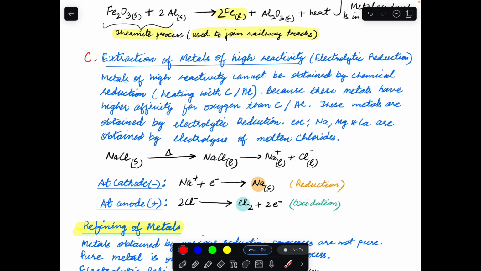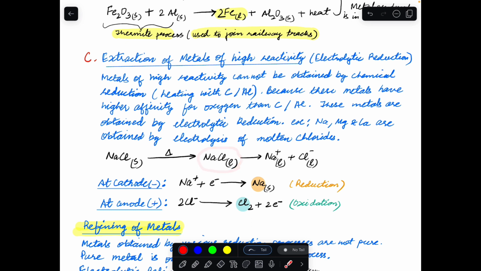For example, sodium, magnesium, and calcium are obtained by electrolysis of their molten chloride. So what is molten chloride? Suppose here we have sodium chloride. This salt we heat till above its melting point, so the temperature should be greater than the melting point, and we will get liquid sodium chloride.